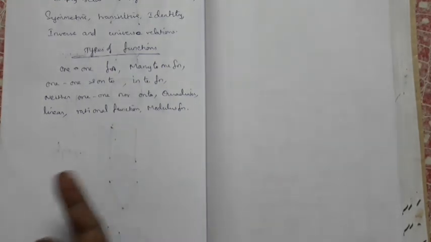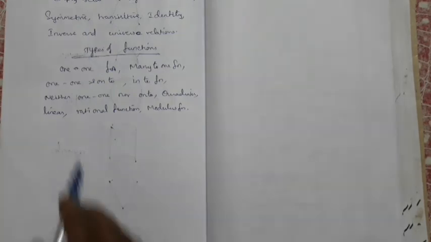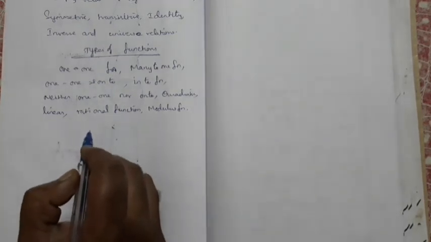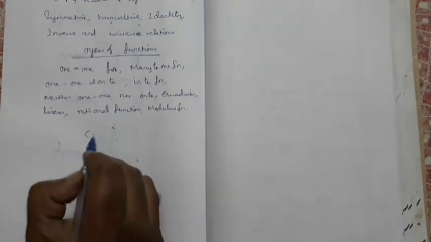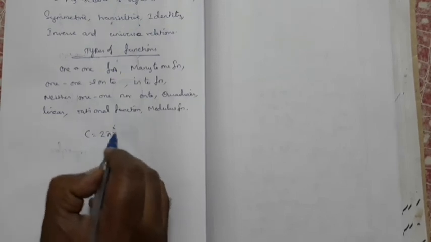Okay, see, each and every formula is a function. Suppose you take the circumference of the circle as c is equal to 2 pi r, so this is actually a function. When the radius increases, the circumference automatically increases, isn't it? This is actually a function. So these relations and functions are useful in framing the formulas, finding the relationship between any two units.